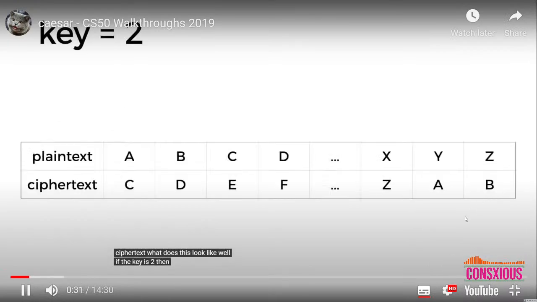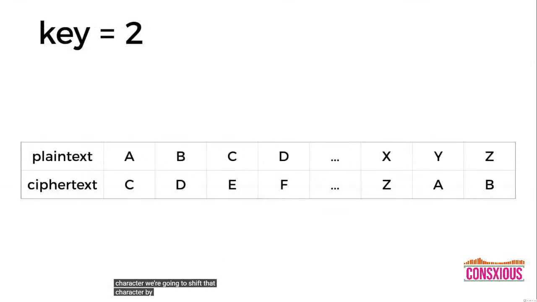Well, if the key is 2, then for any plaintext character, we're going to shift that character by 2 letters in the alphabet. So if we had a plaintext capital A, that would become the ciphertext capital C, because we're shifting it by 2 letters in the alphabet. B would become D, C would become E, so on and so forth, up until X would become Z.